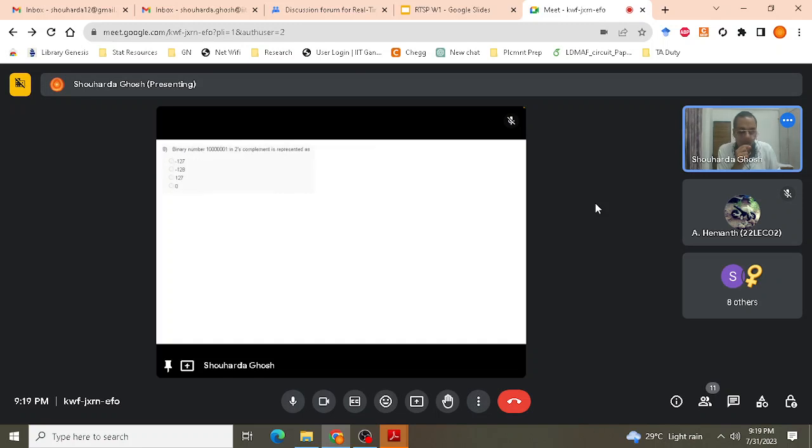Is my slide okay? Can anybody answer this binary number representation in 2's complement? This one should be fairly simple because this is already done in digital circuits.